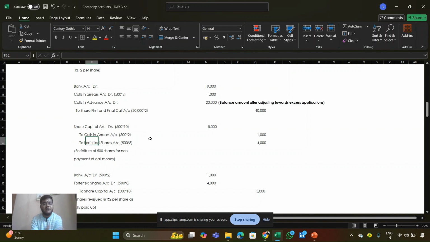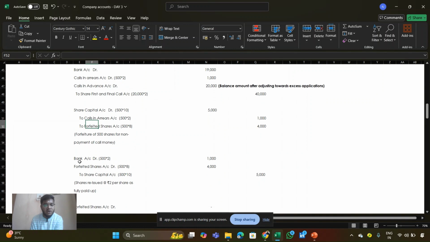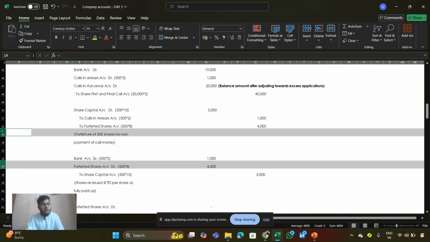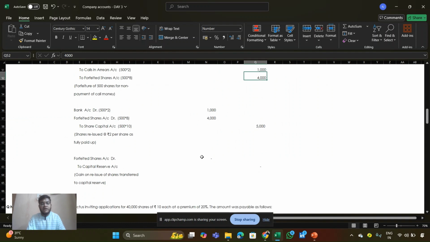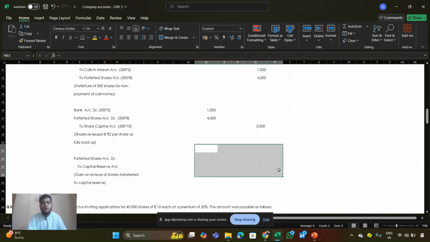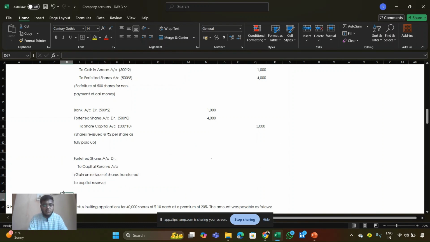Whatever is forfeited is reissued. So again the reissue: bank account debtor, forfeited shares account debtor, share capital. If you see, 4,000 here and 4,000 there, it's tallied. So there is no need for an entry. Simply write the entry and make it 0: forfeited shares to capital reserve 0. Or you can write a note also.